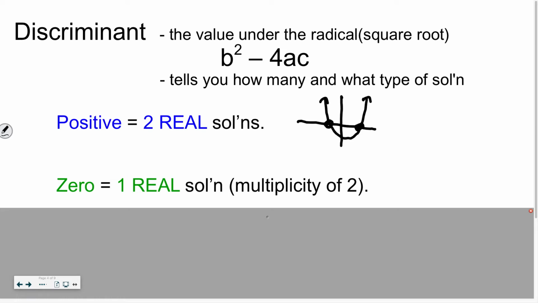Now, later on, we may talk about something called multiplicity. And multiplicity is just how many times an answer occurs. So in a quadratic, you have to have 2 solutions. If you get 0 and there's only one real solution, it means it has multiplicity of 2, or that solution appeared twice. That would be like you're graphing a perfect square trinomial, x minus 3 times x minus 3.